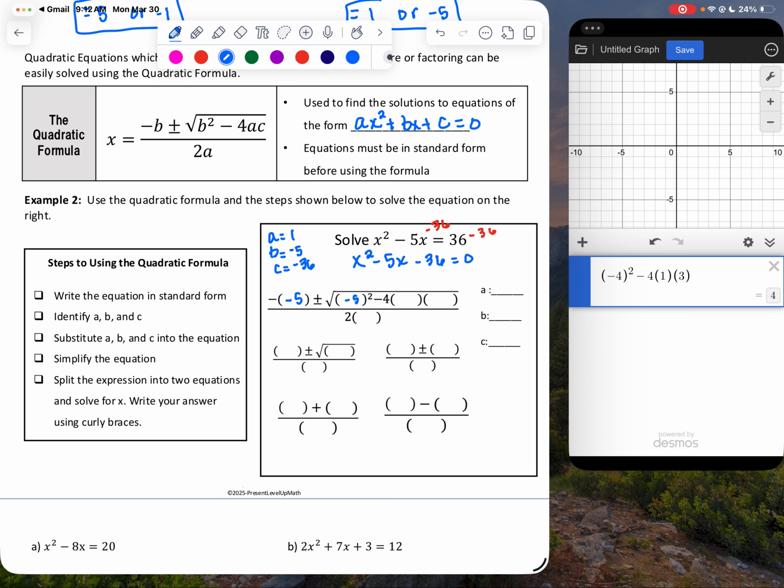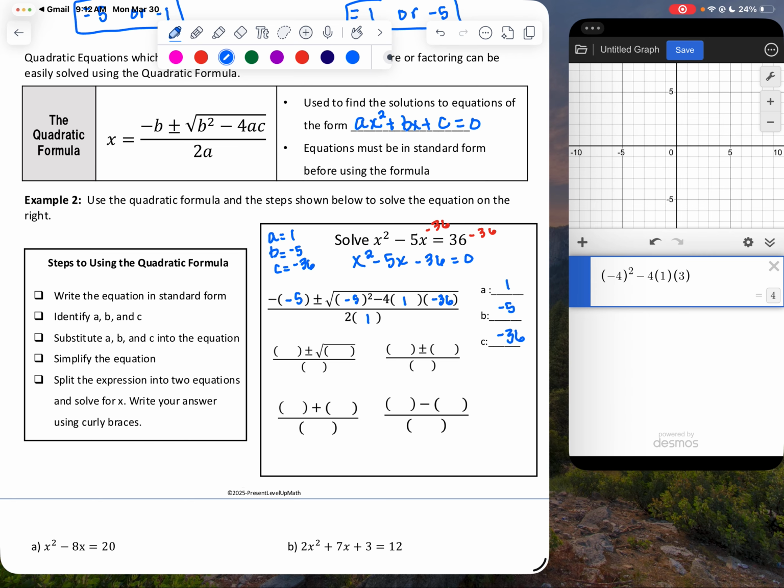So my b value is going to go here and here. Negative 5, negative 5. My next two variables are 4 times a times c, so I want a here and c here. And on the bottom of the formula, we have an a. In this case, a was 1. Oh, and I didn't even notice they wanted us to write our a, b, and c right here. So let me do that real quick.